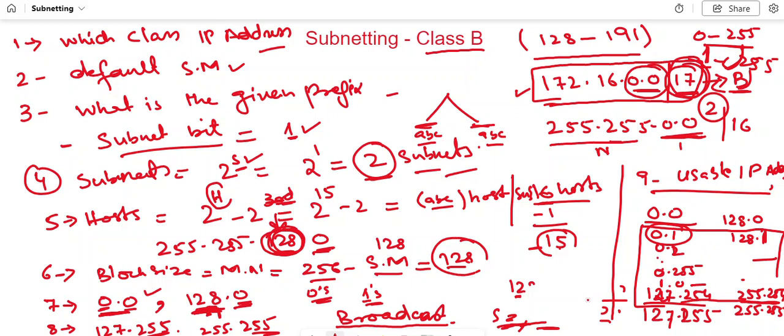Okay, I hope you understand what class B subnetting is, as it is similar to class C. The difference is only in how you calculate the network address and the broadcast address.